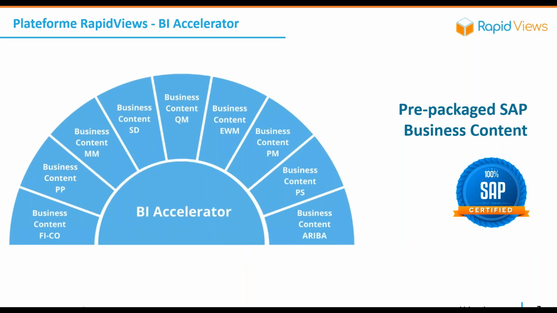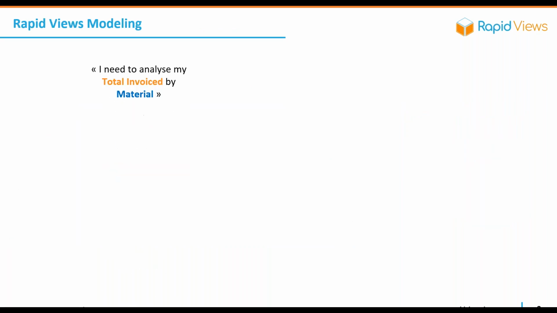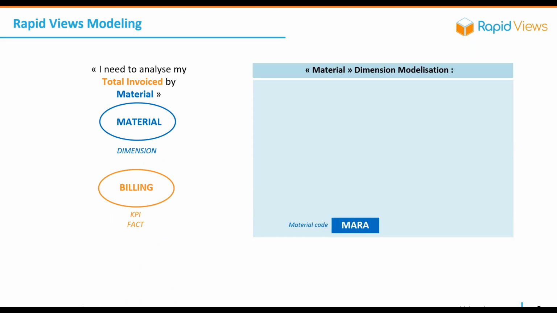Okay, so let's talk about the BI Accelerator content. Very quickly to understand, let's say if you want to build a report and you want to be able to bring back all your invoices per material, you need to build a material dimension and a billing fact table. So it's what we started to build 5 years ago.